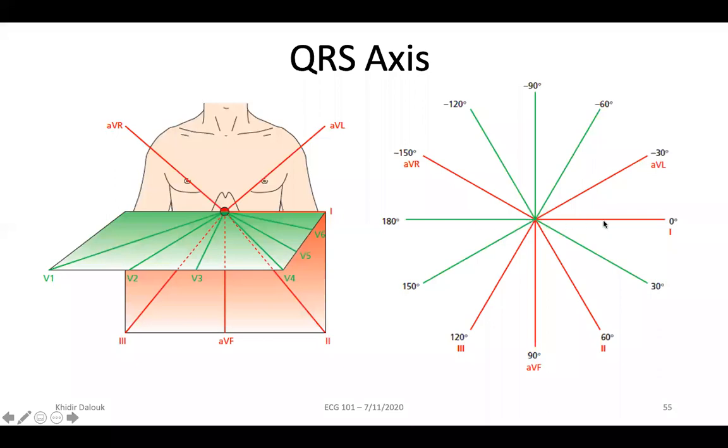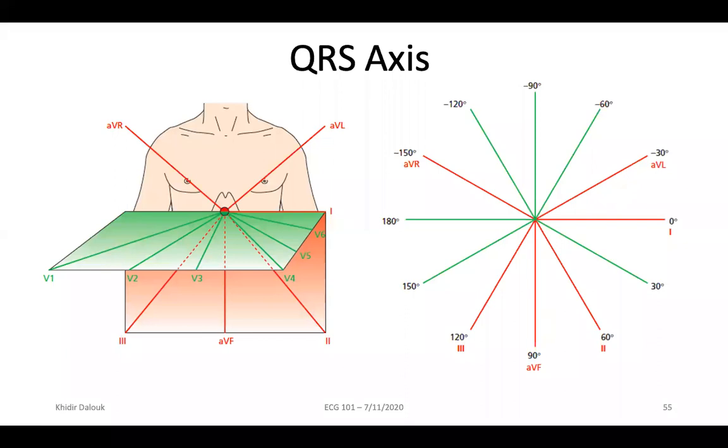You can see this is lead 1. If you draw a line from lead 1 all the way, lead 2 all the way back, lead 3, it will give you this circle which is broken into small pies. Normal axis is anywhere between 90 to minus 30 degrees. Left axis is here. This is called northwest axis, and this is right axis on this side. So normal axis is anywhere between 90 to minus 30 degrees.